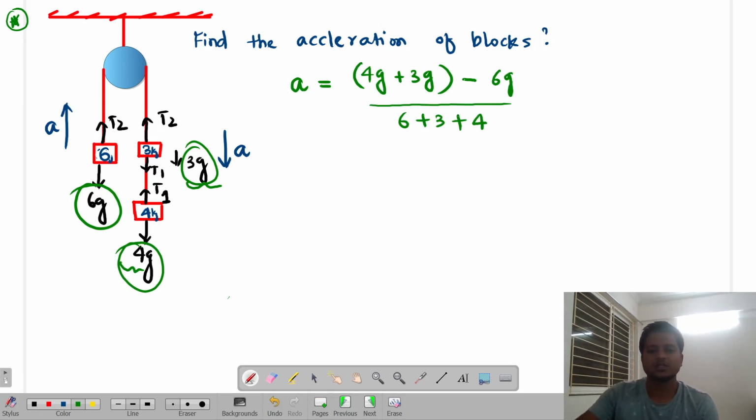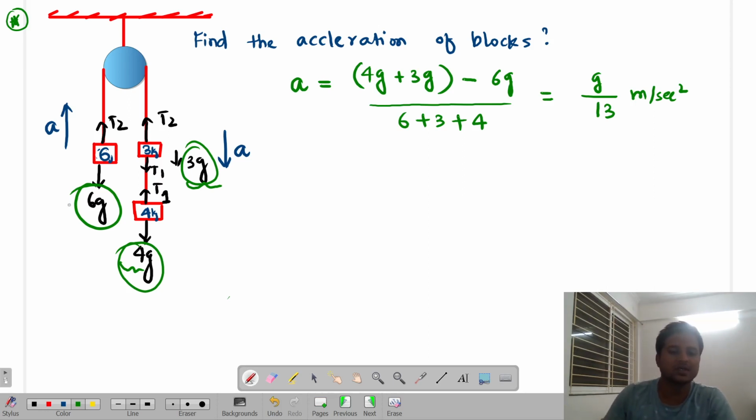Understood? So then acceleration becomes how much? 7g minus 6g, which is how much? Just g by 13. So g by 13 meter per second square. Is that clear or not? That's so easy. Are you able to get me or not?